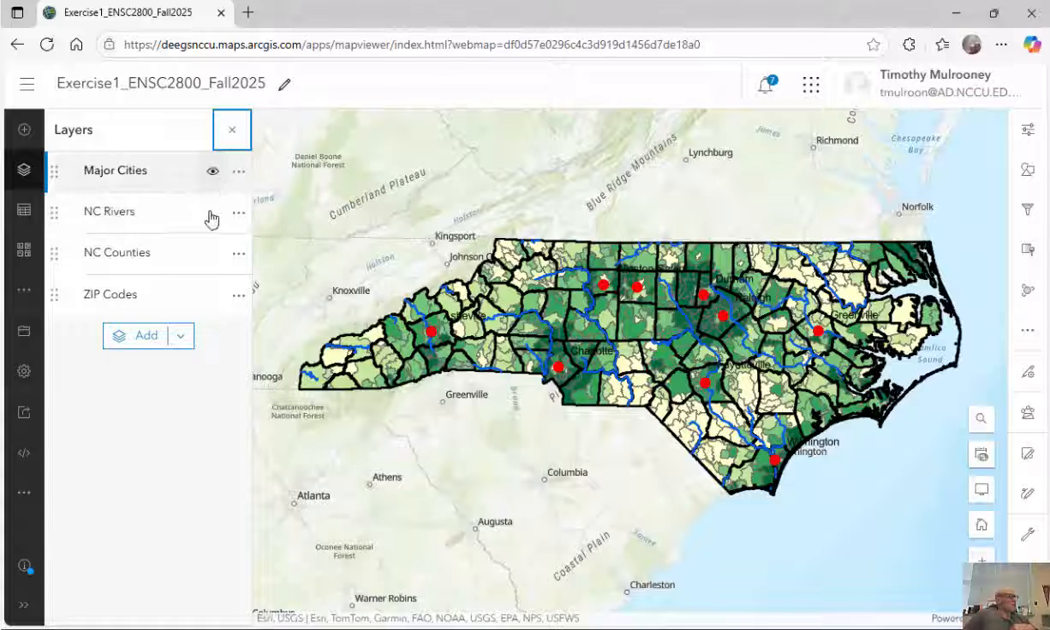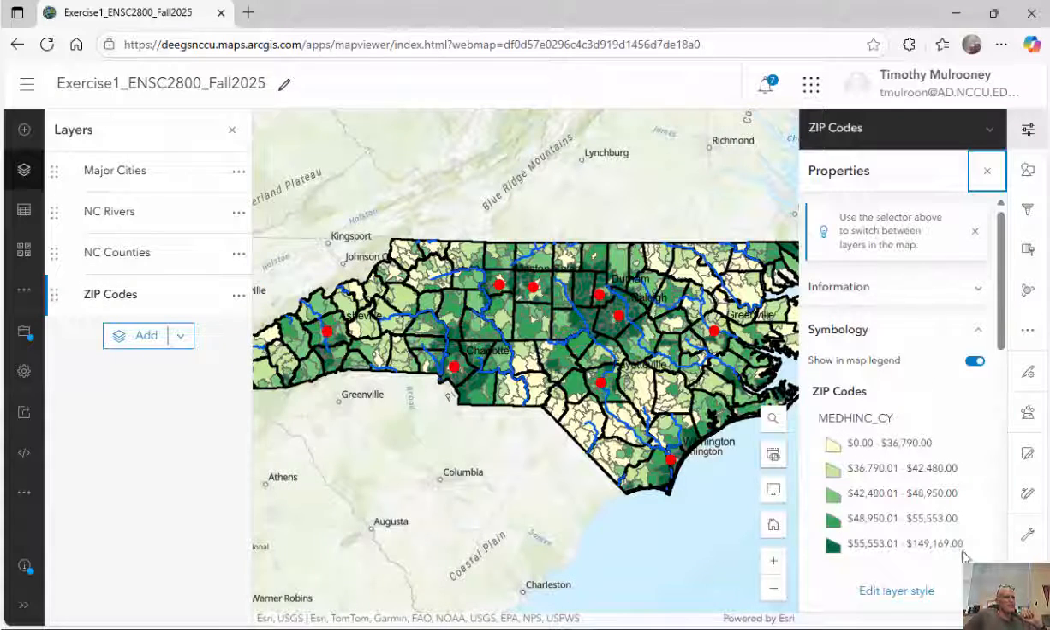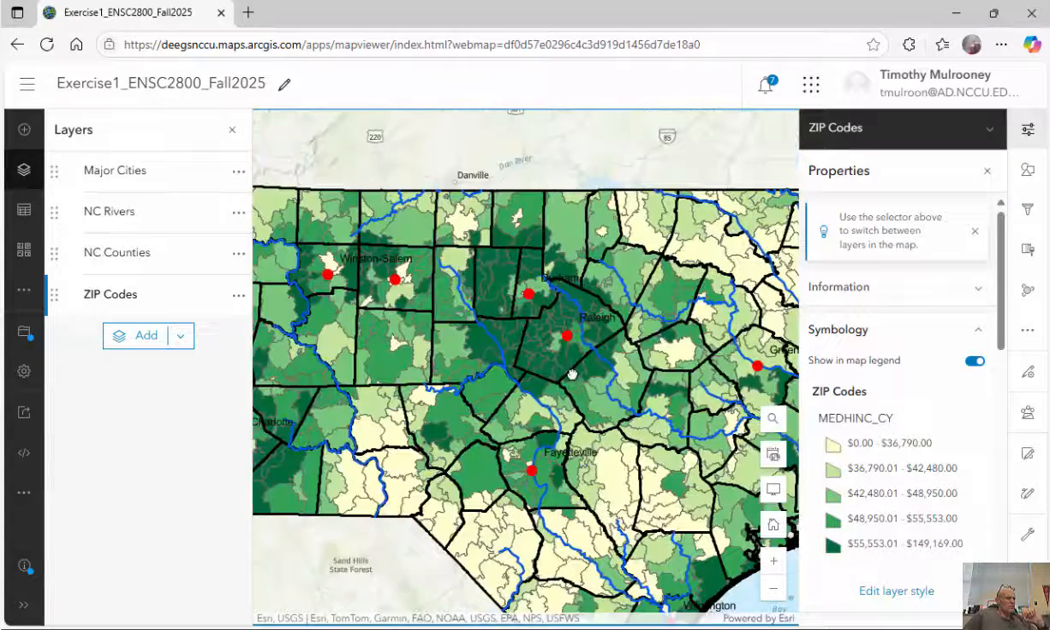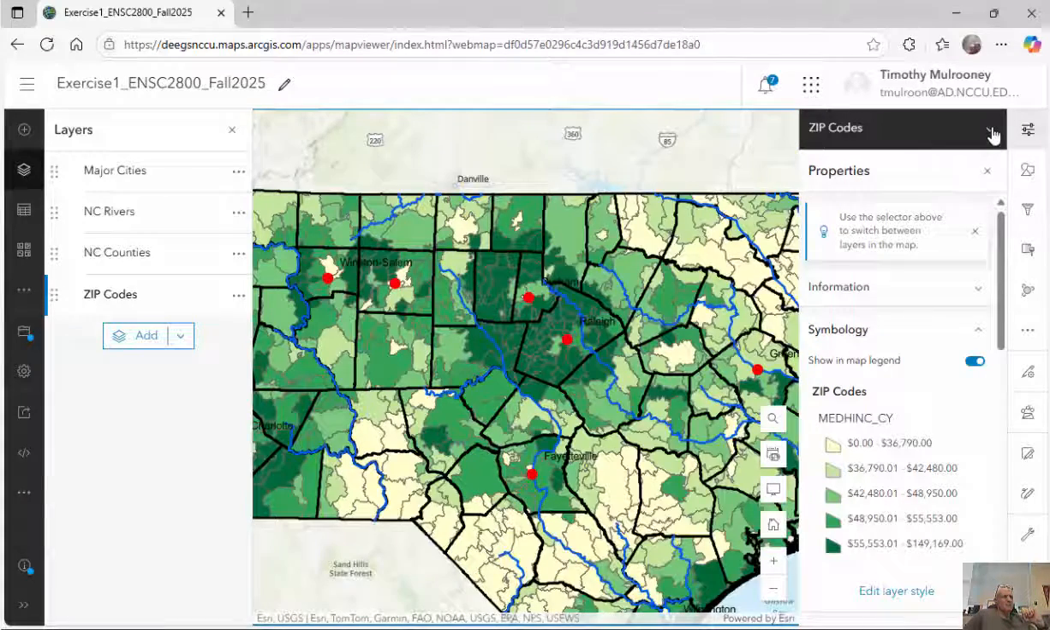A map right here. It's got major cities, rivers, counties, zip codes. This is what our desktop software looks like. What we're looking at right here is what we call ArcGIS Online. These are online maps. In the bottom left, we can zoom in, we can zoom out. I can check on things here. I can click on zip codes right here, and you can see this represents median household income. So you can see median household income right here for all the zip codes in North Carolina.